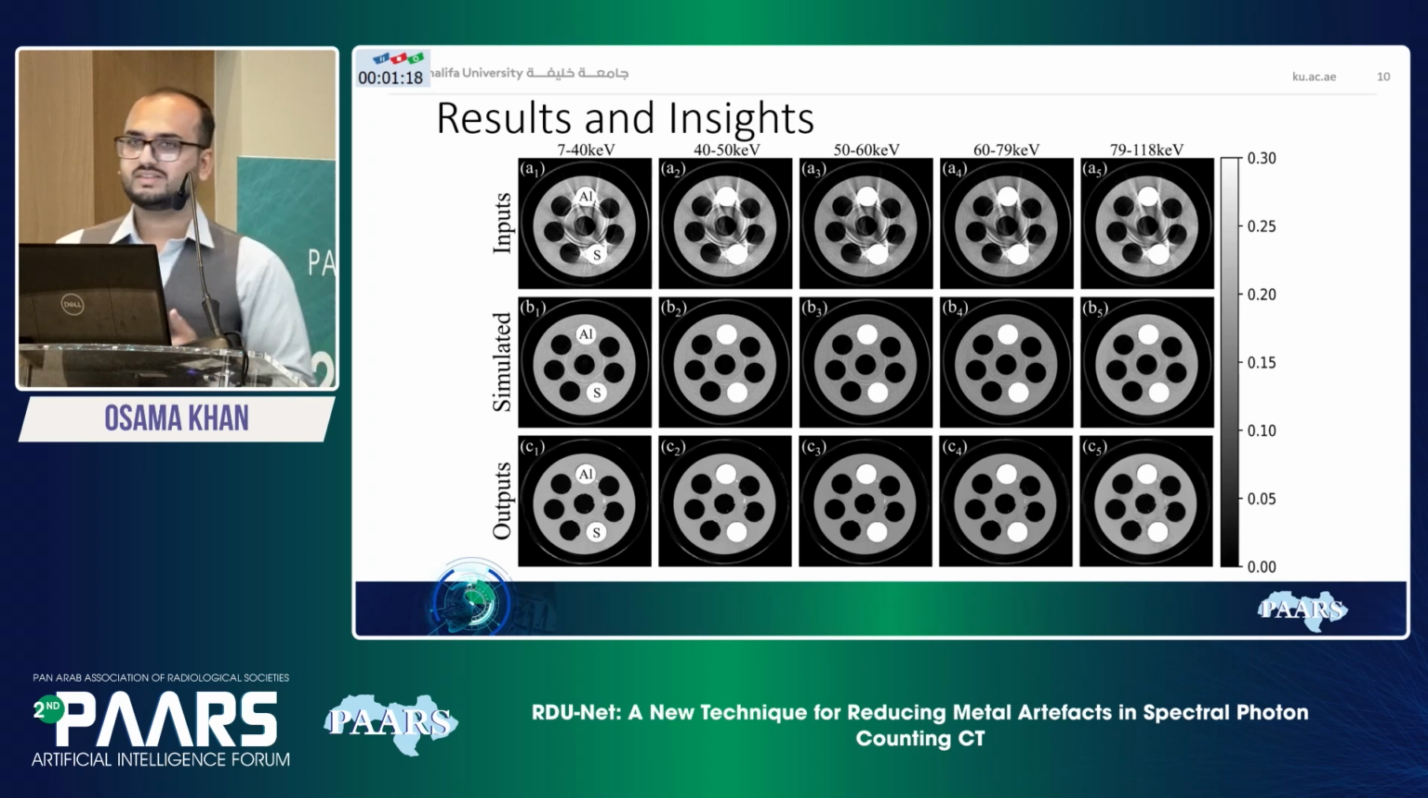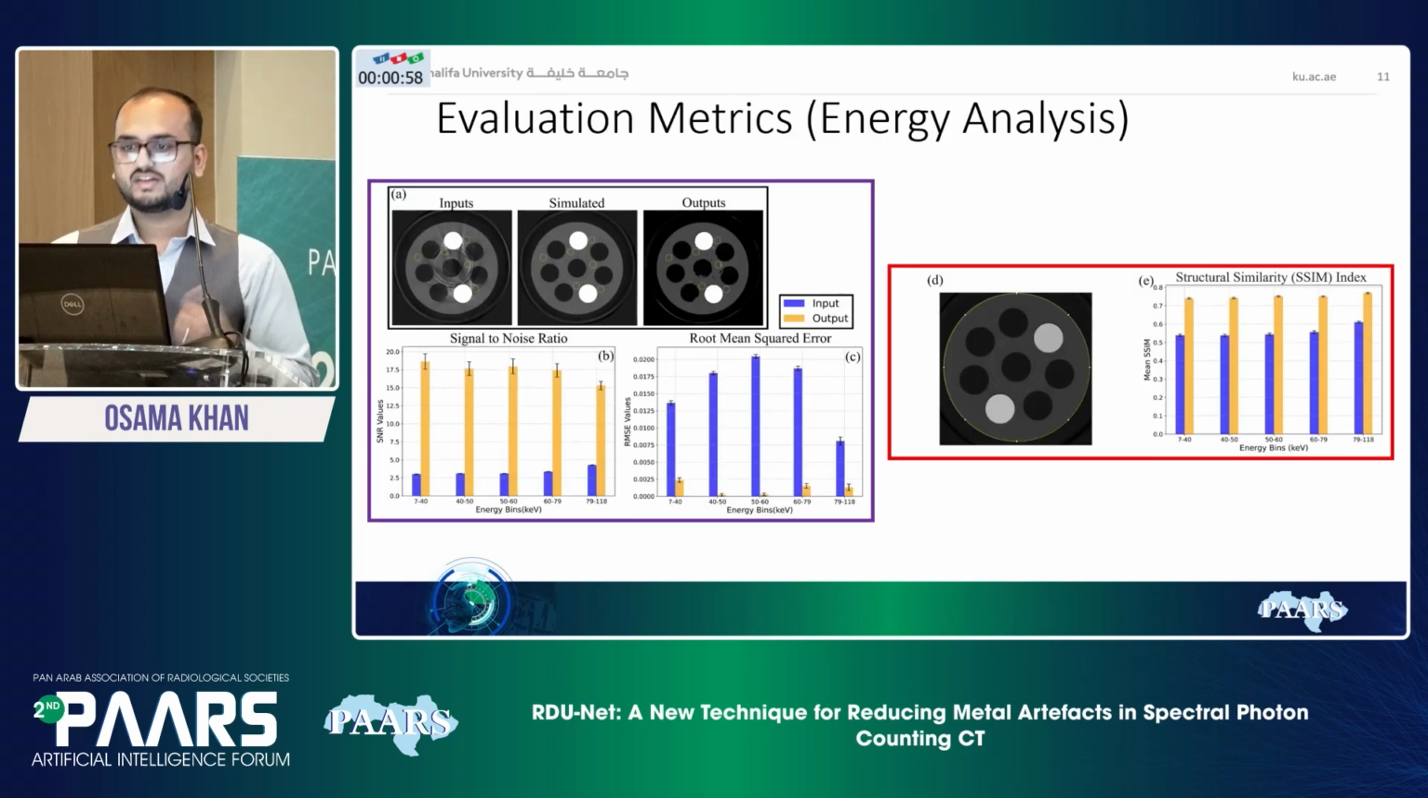The simulated images are basically the base, the control group. This is what we want, and the outputs, as you can see, are much, much better. The inputs are very noisy, with a lot of streaks and artifacts, but the outputs gave very good results. The outputs were compared with the simulated, and so were the inputs, and this is the result of the evaluation metric, which was SNR.